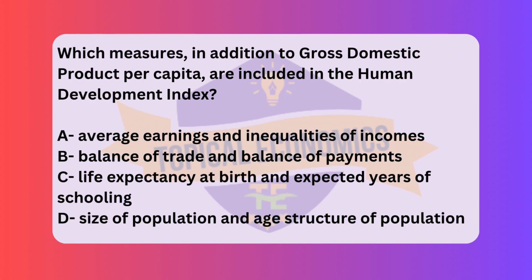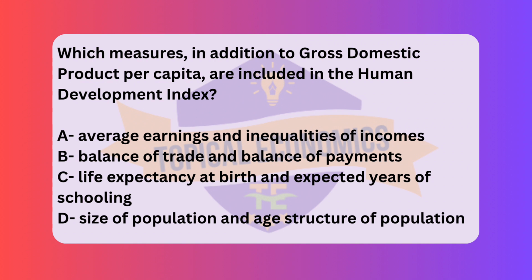Moving to question 25. Which measures, in addition to gross domestic product per capita, are included in the Human Development Index? A. Average earnings and inequalities of incomes. B. Balance of trade and balance of payments. C. Life expectancy at birth and expected years of schooling. D. Size of population and age structure of population. This question is from year 2016 May-June version 3.